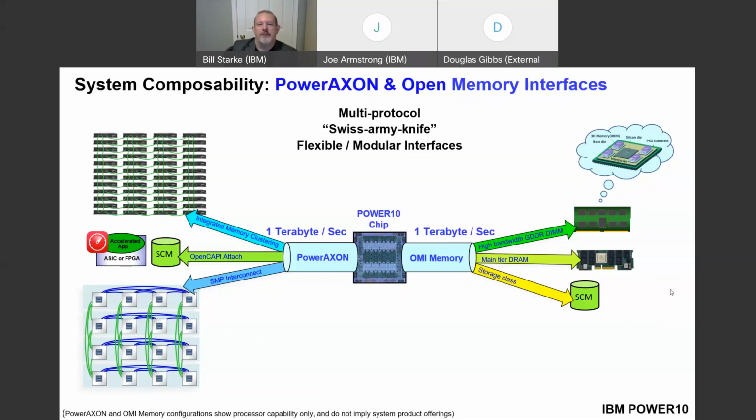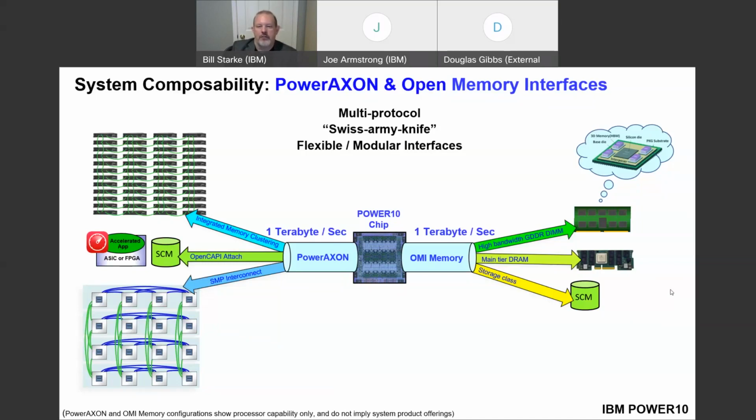Now, we do not have that type of offering available at this time. We're not selling HPC supercomputing type systems here. We're selling enterprise systems, so they're going to want the higher capacity that you get from that main tier DRAM, and that's what we're offering right now.